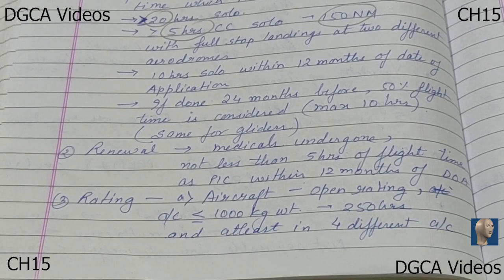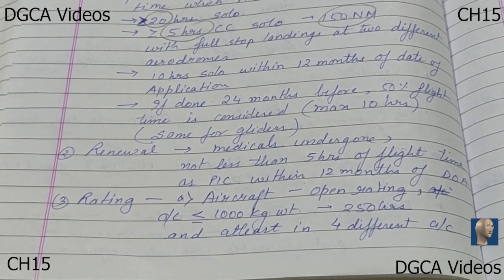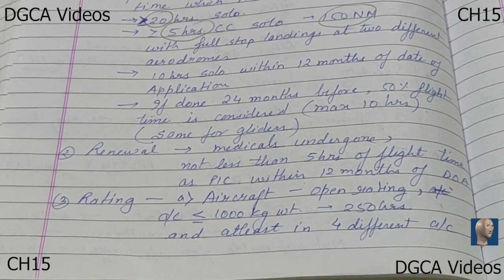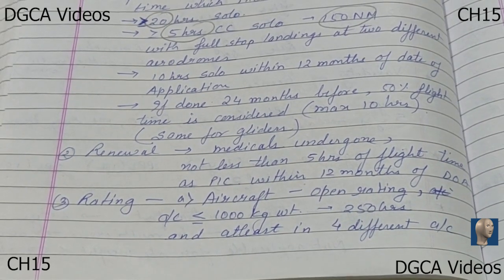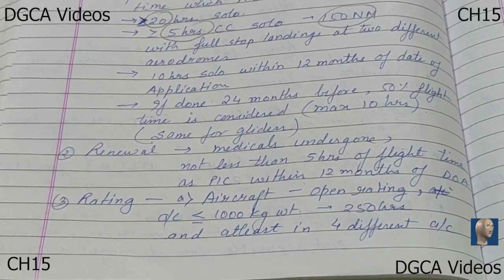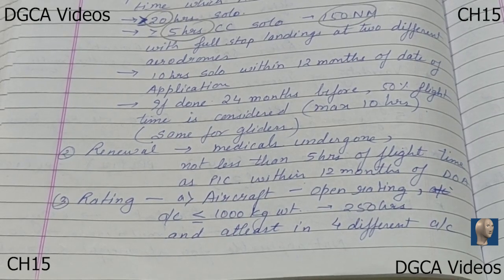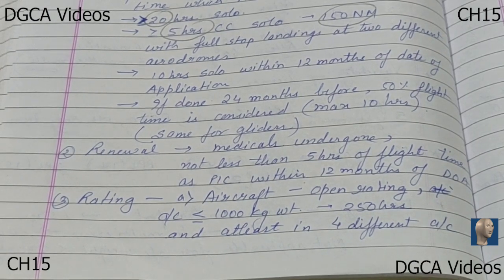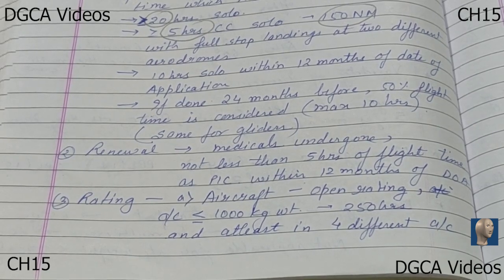An open rating for all single piston engine types of aeroplanes having an all-up weight not exceeding 1,500 kgs may also be granted if he has completed not less than 250 hours as pilot in command and has at least 4 different types of aeroplanes entered in the aircraft rating of his license.